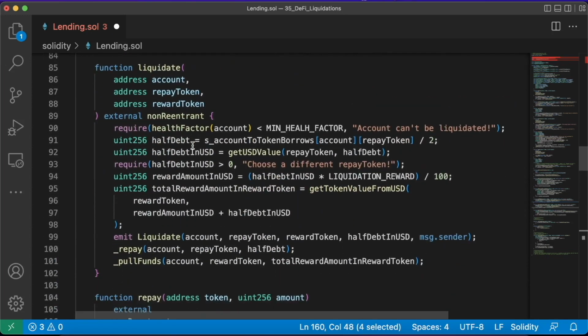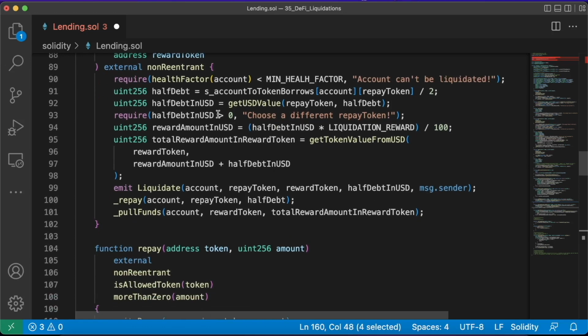Now let's move to the liquidations, because this is the interesting part. What is happening is that the liquidation function requires us to provide an account, the token that the liquidator wants to repay, and the token that the liquidator wants to get as a reward. Then we verify that the account actually has a health factor that is less than 1, because if it's greater than that, it cannot be liquidated. And then we just move forward to proceed with the liquidation.